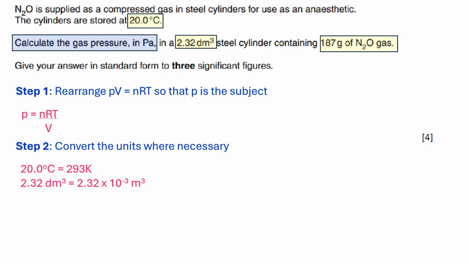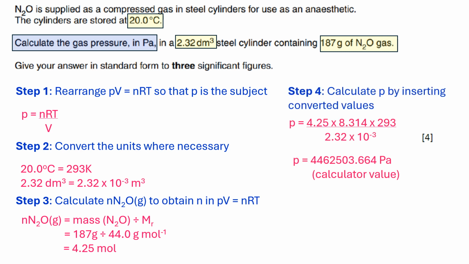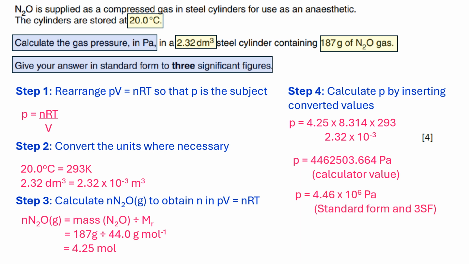Then they give you some data about the N2O gas, but obviously grams is no use to you. You need to convert that into moles. So you do that, and then you can pop everything into the equation. So this gives you this value in pascals for your pressure. That's your calculator value, but they want you to give your answer in standard form to three significant figures. So you simply convert that across as 4.46 times 10 to the power of 6 pascals.